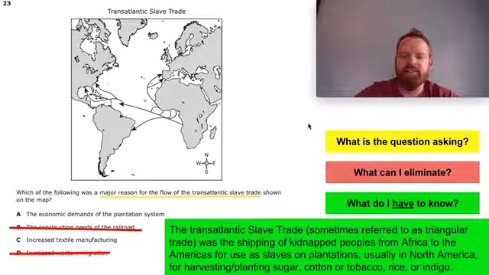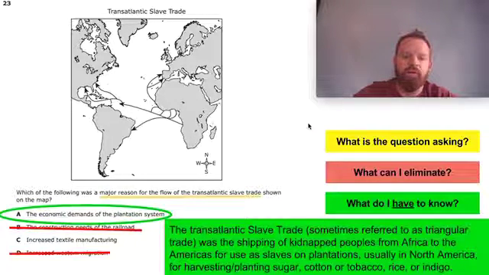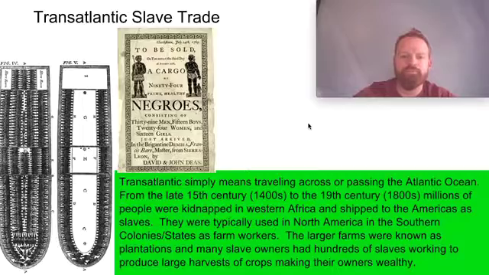The transatlantic slave trade, sometimes referred to as the triangular trade, was the shipping of kidnapped peoples from Africa to the Americas for use as slaves on plantations, usually in North America for harvesting and planting sugar, cotton, tobacco, rice, or indigo. All right, so the economic demands of the plantation system, right? It just makes sense. Slaves came, they worked on the plantations, and the demands of that plantation system is what caused the need for more slaves.